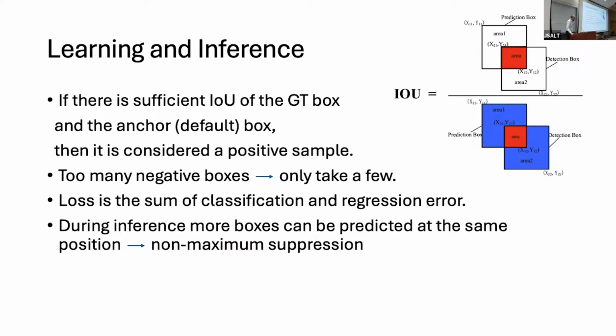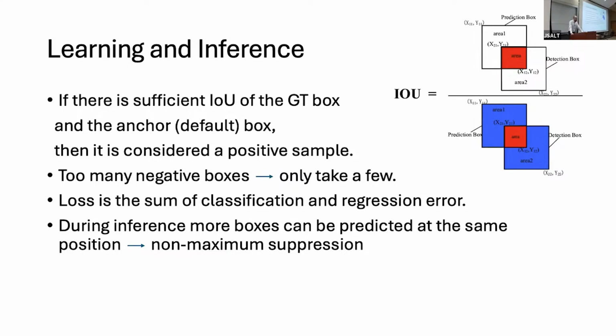And of course, there is the problem that there are too many negative boxes. Yeah, because if there are just two objects and you have thousands of anchor boxes, maybe 30 of them tell you that, hey, I have sufficient overlap with the ground truth box and I can learn for the positive class. So they have to tweak it a little bit, and they just take a constant number of negative examples. Yeah. And then the loss function is just the sum of the classification and regression error. So for classification, you have categorical cross entropy, and for regression, you just use smooth L1 loss.